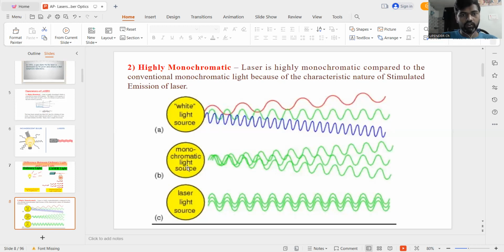Here there are three cases: the first one is a white light source, the second one is a monochromatic light source, and the other one is a laser light source. In the case of a white light source, all the colors, starting from blue to the other colors, are emitted. A monochromatic source, like a sodium vapor lamp, emits single color light, but it does not travel in a single direction. But the laser source travels in a single direction as well as being highly monochromatic, producing almost single color light. Delta lambda is a negligibly small value in the case of a laser source.